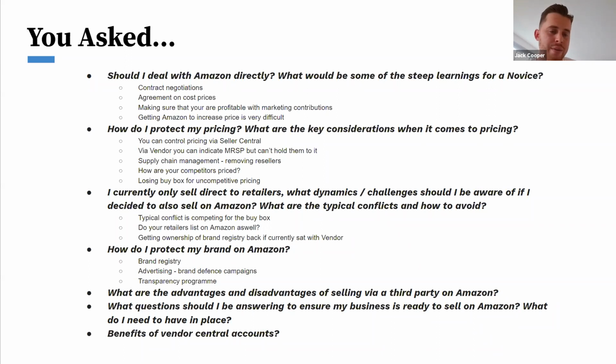Also, moving on then, how do I protect my pricing? What are key considerations when it comes to pricing? So Seller Central, you can control your pricing, as I've already been through there. Via Vendor Central, you can recommend a price, which they may stick to, but if they're not selling the level of stock that they would like to, Amazon will discount in order to shift that through their warehouse. So something to really be hot on is that side there.